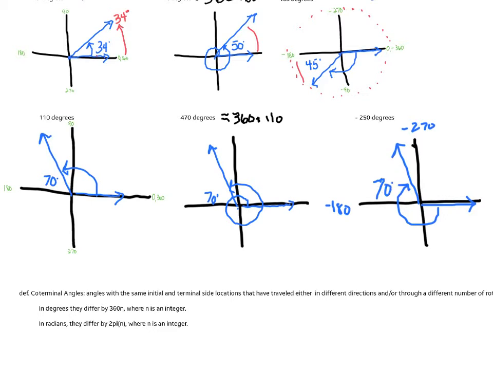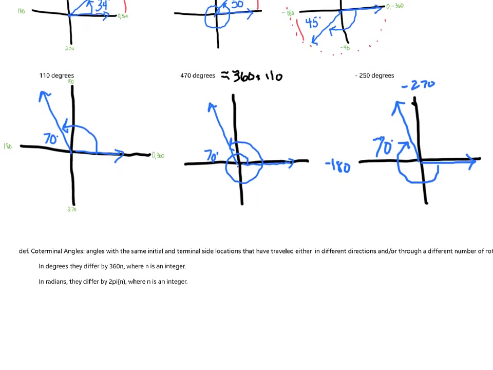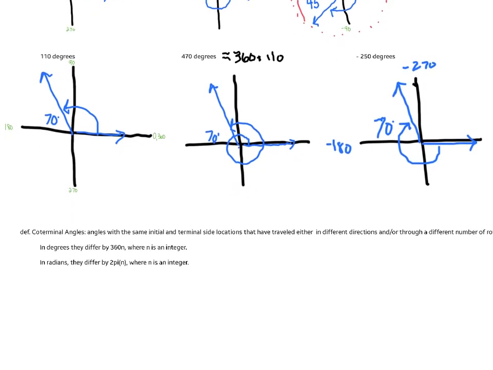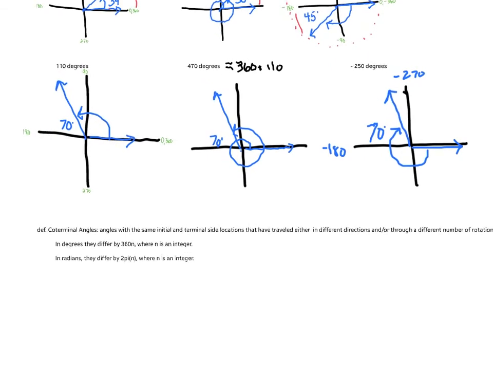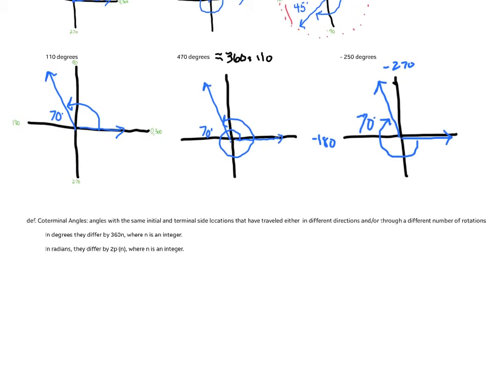and the x. So if I look at these three pictures, they all look exactly the same except for one thing, and that's the spinner. So this is the concept of the coterminal angle: angles that look exactly the same if it weren't for the direction or the number of rotations. So the definition for coterminal angles is angles with the same initial and terminal side locations that have traveled either in different directions or through a different number of rotations. So it could be one or both. It could be a different direction and a different number of rotations as well.